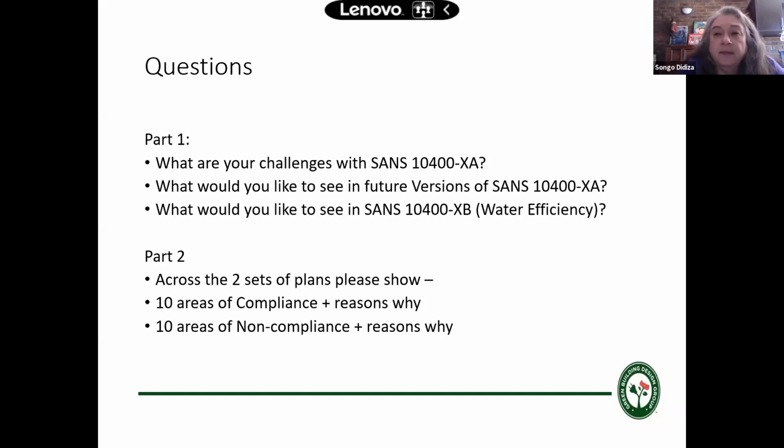We've tried to make it more user-friendly. Have we succeeded? We've got rid of the fenestration calculations. Are you rejoicing? Are you not? And if we do a water efficiency standard, well, not if, when we do a water efficiency standard, is there something in particular that you'd like to see? I know that we've got quite a few water guys in the audience, so please also give it some thought.